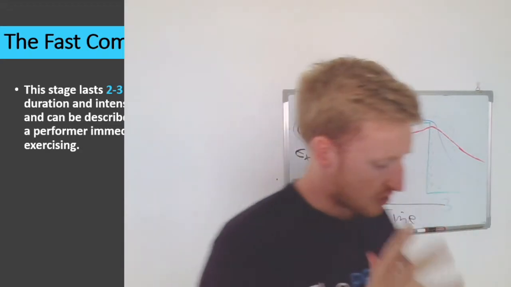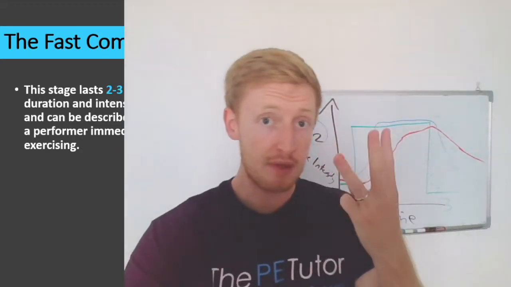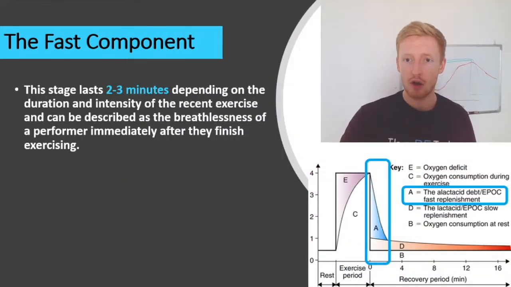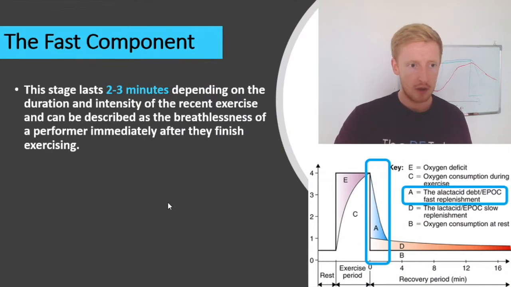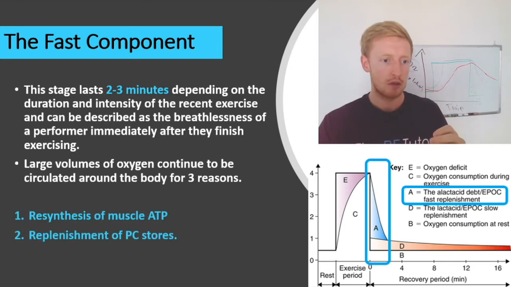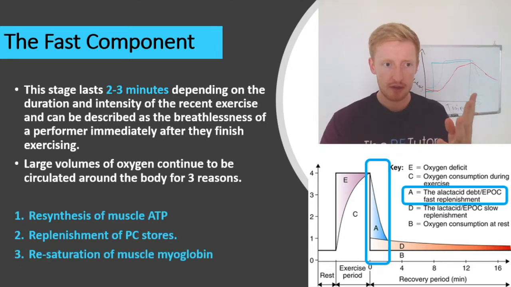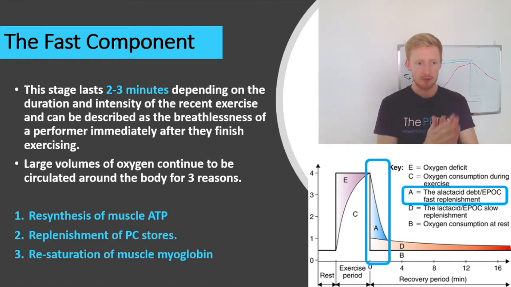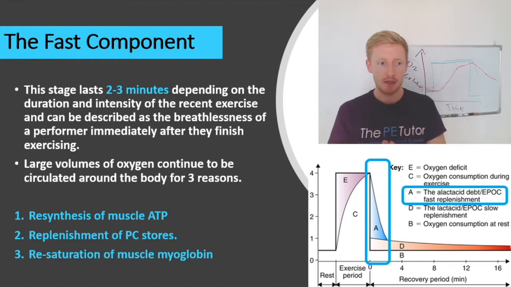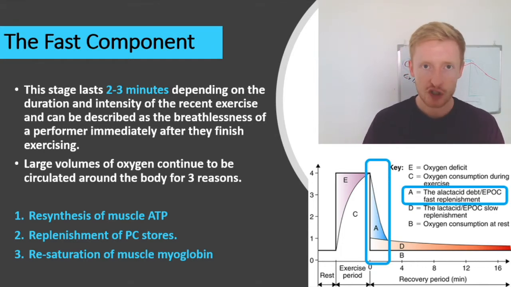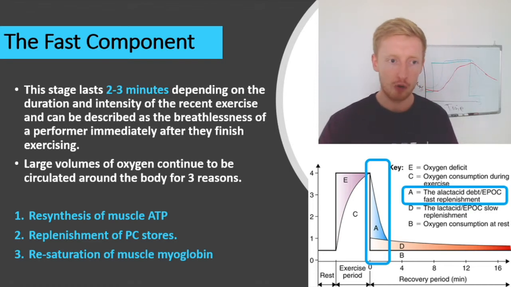The way that I try to teach it and remember it: 3 things happen in 3 minutes, and it takes 3 litres of surplus oxygen. Say that again. 3 minutes, 3 things, and 3 litres of oxygen. So, what are those 3 things? We've got the resynthesis of muscle ATP. We've got the replenishment of phosphocreatine stores. And we've got the resaturation of muscle myoglobin.